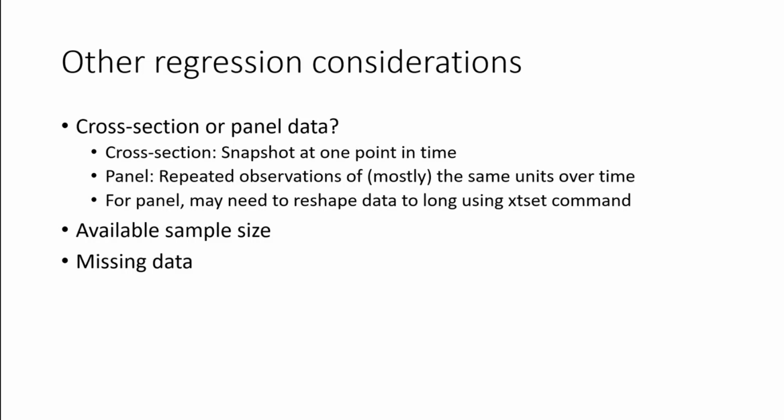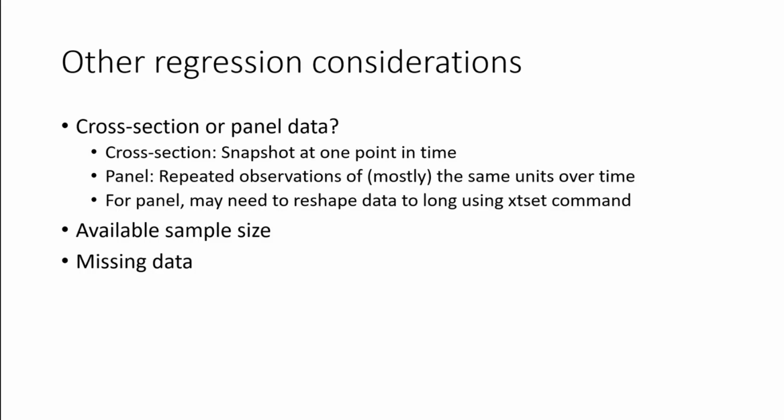Some other things to think about in doing regressions. There are two main types of regressions that you see. One is a cross-section, where you're doing a regression, a snapshot at one point in time. You have achievement test scores and student demographics for 1 year. That's a cross-section. If you have multiple observations for the same school, the same students, then you have a panel. You can track outcomes over time.